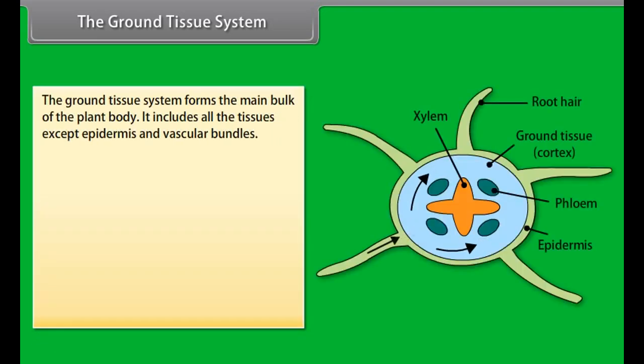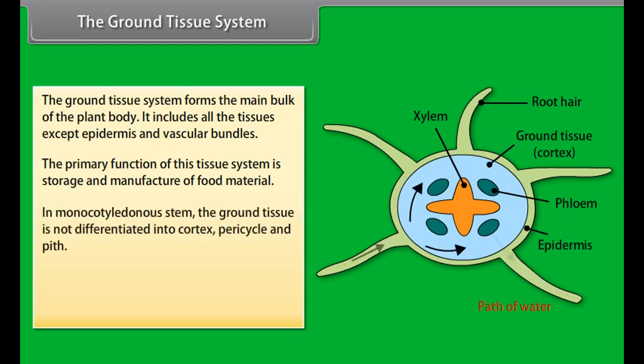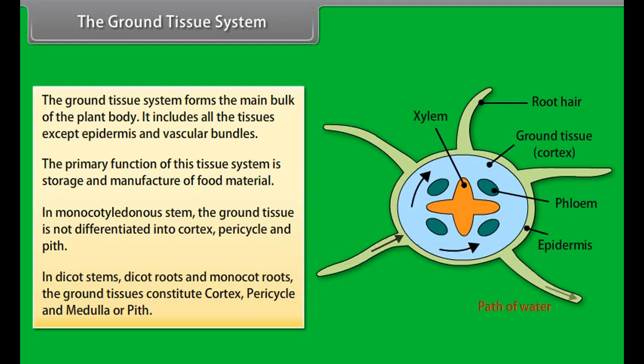The ground tissue system forms the main bulk of the plant body. It includes all the tissues except epidermis and vascular bundles. The primary function of this tissue system is storage and manufacture of food material. In monocotyledonous stems, the ground tissue is not differentiated into cortex, pericycle and pith. In dicot stems, dicot roots and monocot roots, the ground tissue constitutes cortex, pericycle and medulla or pith.